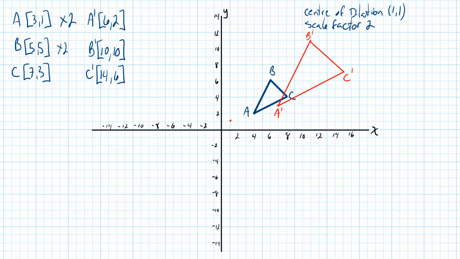Now we have the image, and we can see that the final vertices: A prime is (7, 3), B prime was at (11, 11), and C prime was at (15, 7).